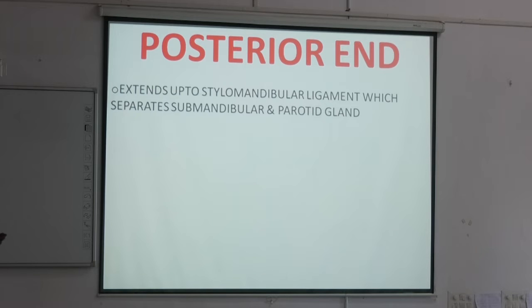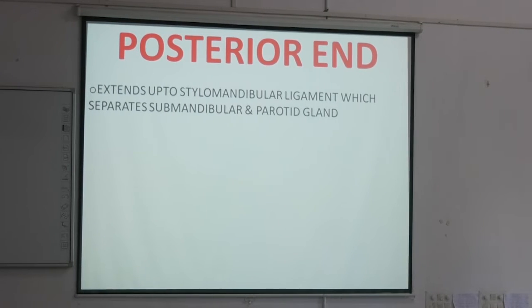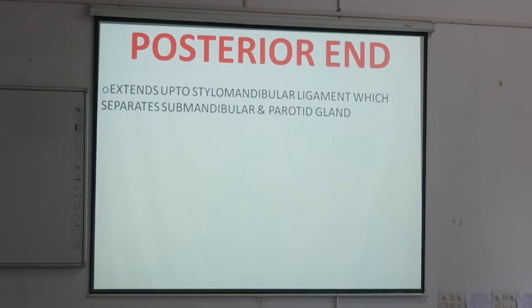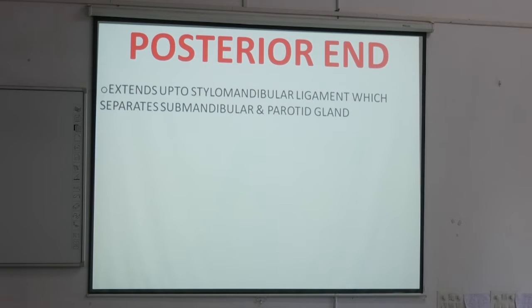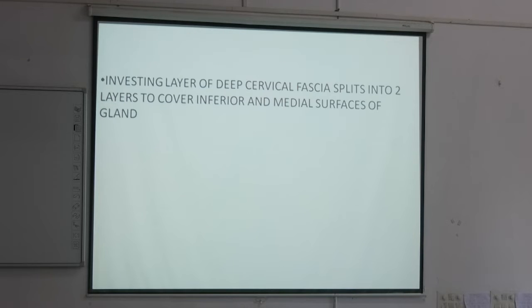Now when you see the deep dissection of the neck, you will also see a prominent stylomandibular ligament, which separates the submandibular and the parotid gland. The parotid gland will be superficial, and the submandibular gland will be deeper to it. Now, the investing layer of deep cervical fascia splits into two layers and covers the inferior and medial surfaces of the gland. It bifurcates and covers.